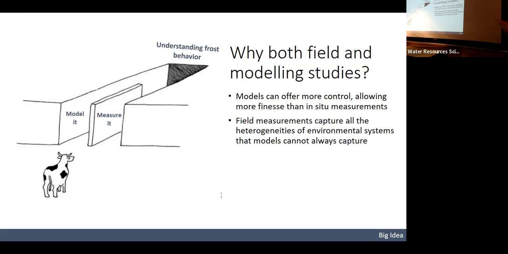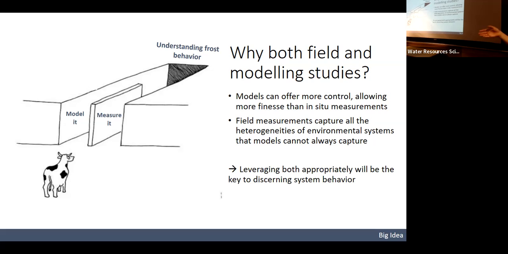Conversely, the field measurements really allow us to capture all of the internal watershed heterogeneities that our model cannot. Like I said, we're running a land surface model where the grid scale is 25 by 25 kilometers, which encompasses the entirety of the Marcel experimental forest and then some. So at that scale, looking at average values across a grid, we can't necessarily see the differences between watersheds, much less within a watershed, as to how snow might accumulate. That's something we can really only do with our field measurements. And so using both of these appropriately will be how we will be able to discern our true frost and system behavior here.